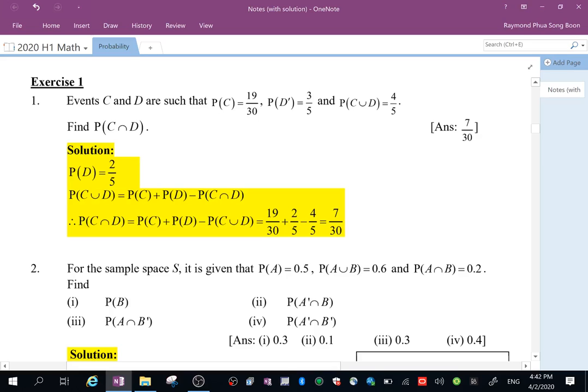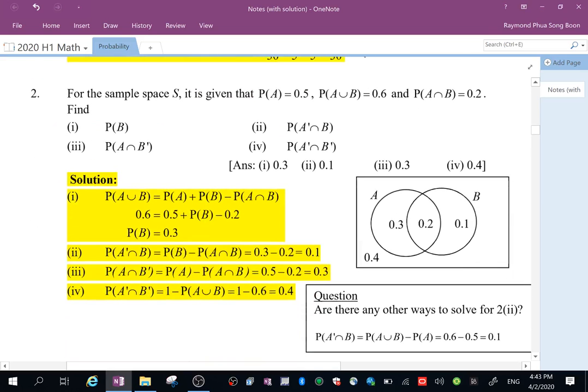We know the probability of D is 2/5 because the probability of D is 1 minus the probability of D prime, and you're given the probability of D prime. The rule that relates C intersect D with C union D is this one: the probability of C union D is P(C) plus P(D) minus the probability of C intersect D. We want to find this one, which we don't know. P(C) we have, P(D) we have just worked out, and P(C union D) is given in the question. So by making the probability of C intersect D the subject of this equation, we'll be able to work out what we want. That will be the answer to question 1.